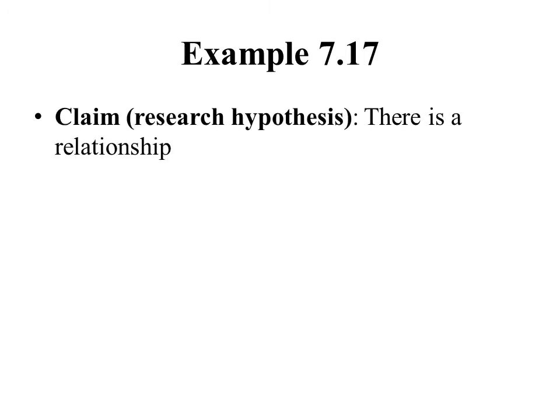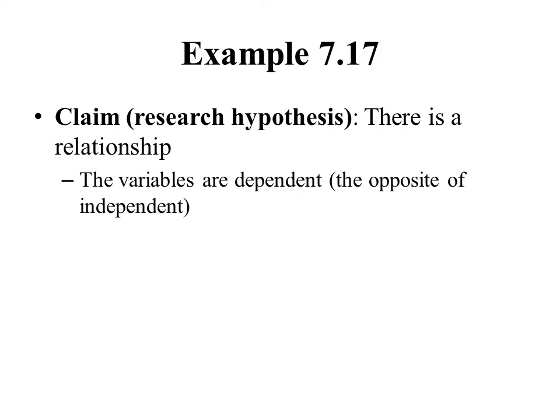Okay. So our claim or research hypothesis is that there is a relationship between those two variables. It seems reasonable to assume that one does affect the other, and so that's going to be our claim. So in more mathematical terms, the claim is that the variables are dependent. Now, dependent is the opposite of independence. We talked about independence back when we talked about probability. Independence means that there is no relationship between two variables or two characteristics. But here we think that there is a relationship, so the variables are dependent.